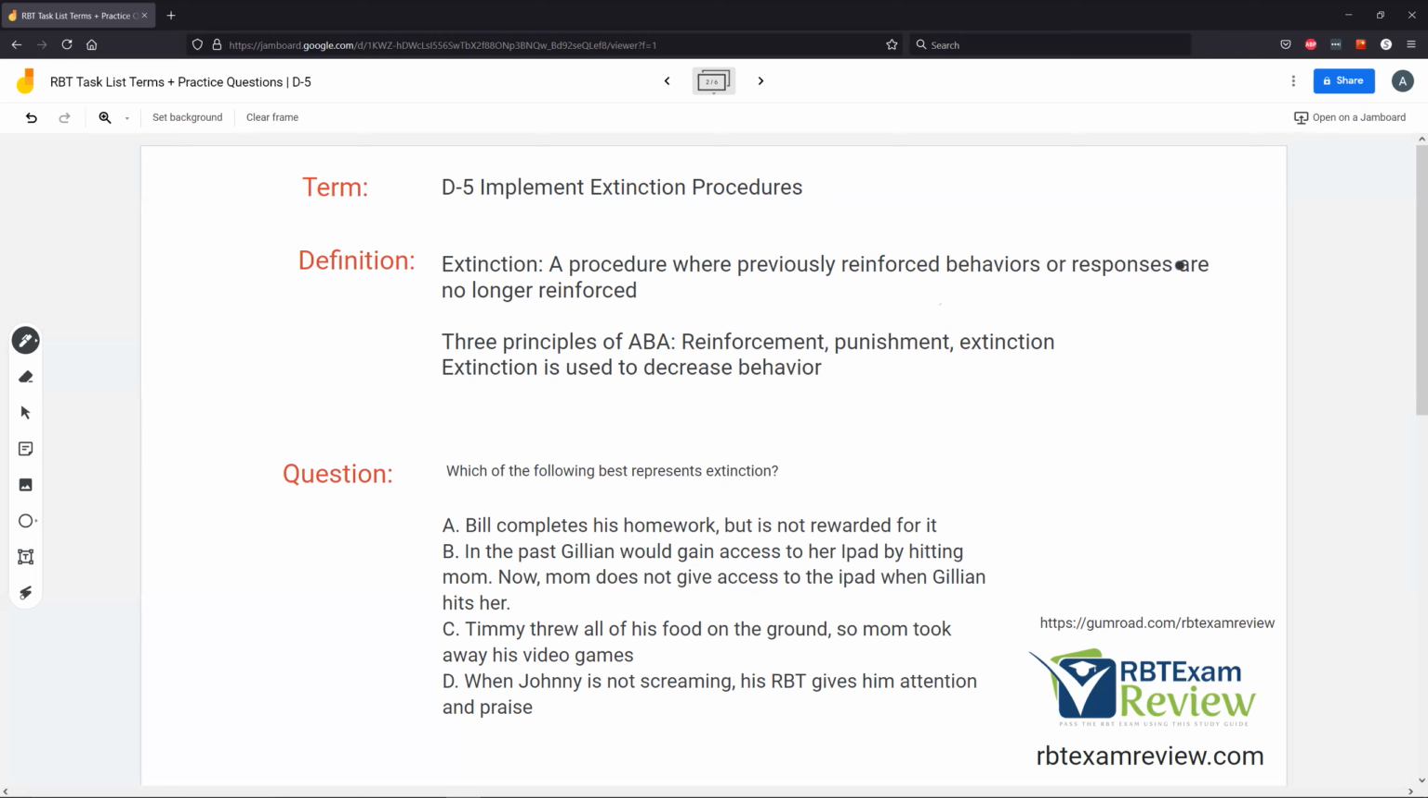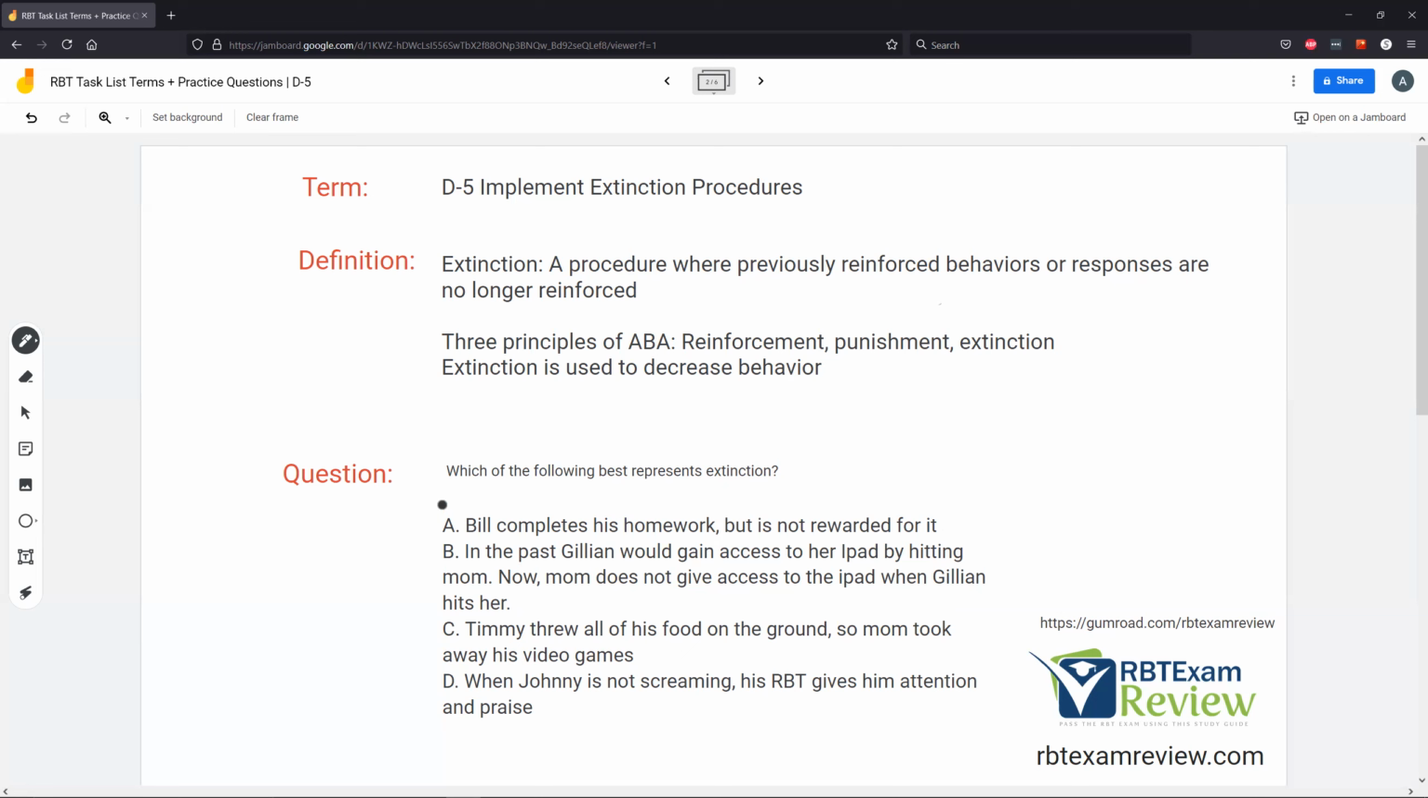Now, when she hits mom, she doesn't get the iPad. So what did mom stop? Well, she stopped giving reinforcement, which is extinction, right? A previously reinforced behavior no longer produces reinforcement. So B is good. It has all the information, okay? And it describes extinction perfectly. So B looks pretty good.